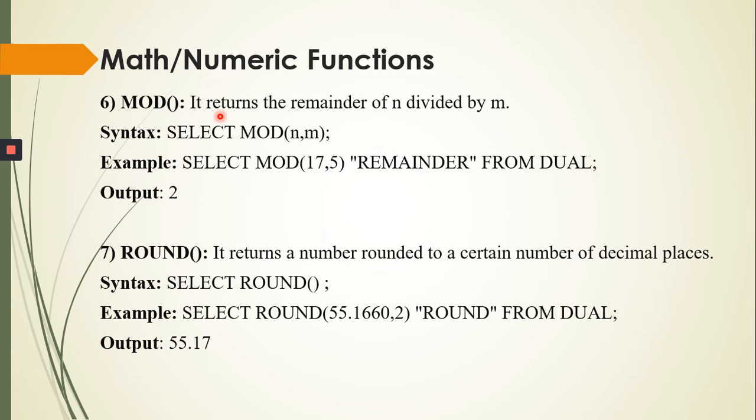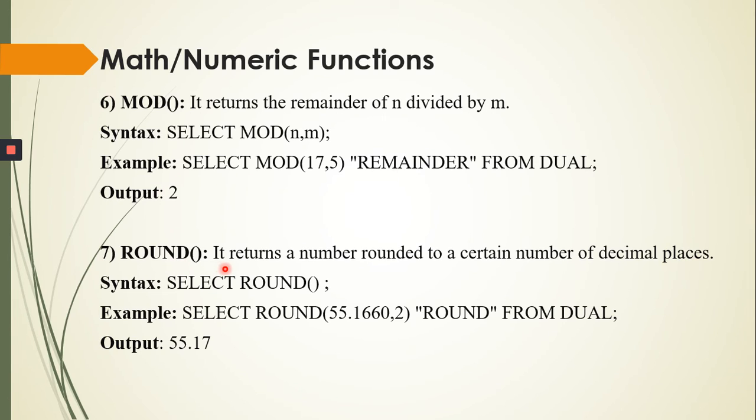Next is the mod function. Mod means remainder. It returns the remainder of n divided by m. Here also we have to give two arguments in the function. Select is the statement: select mod n comma m, where n is a value divided by m. For example, select mod 17 comma 5. We divide 17 by 5, the remainder will be 2, so our answer will be 2.